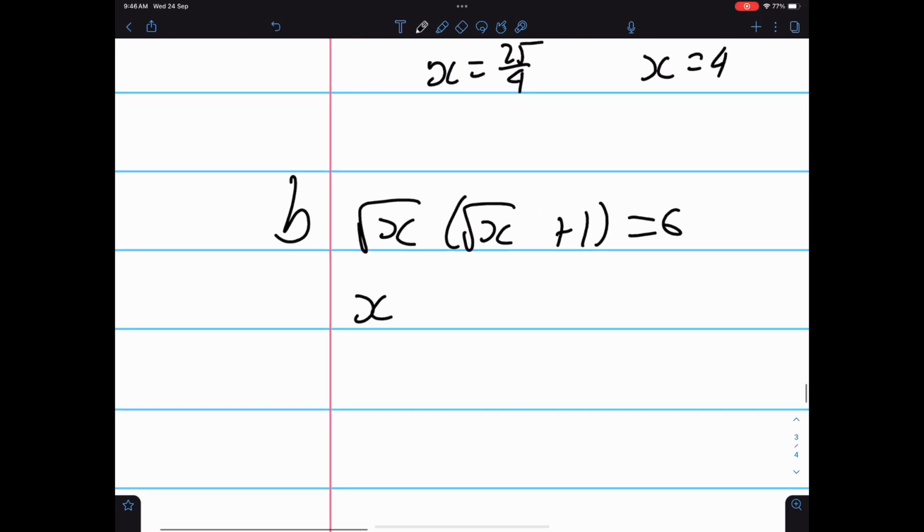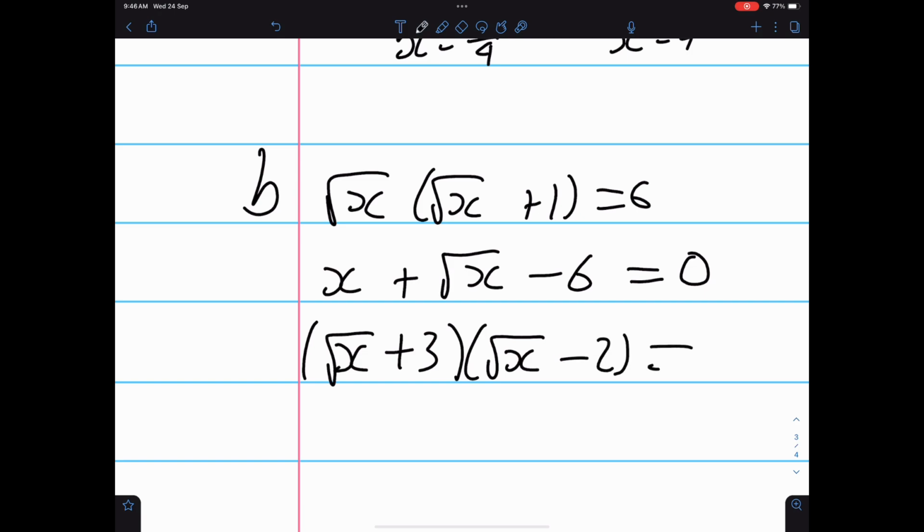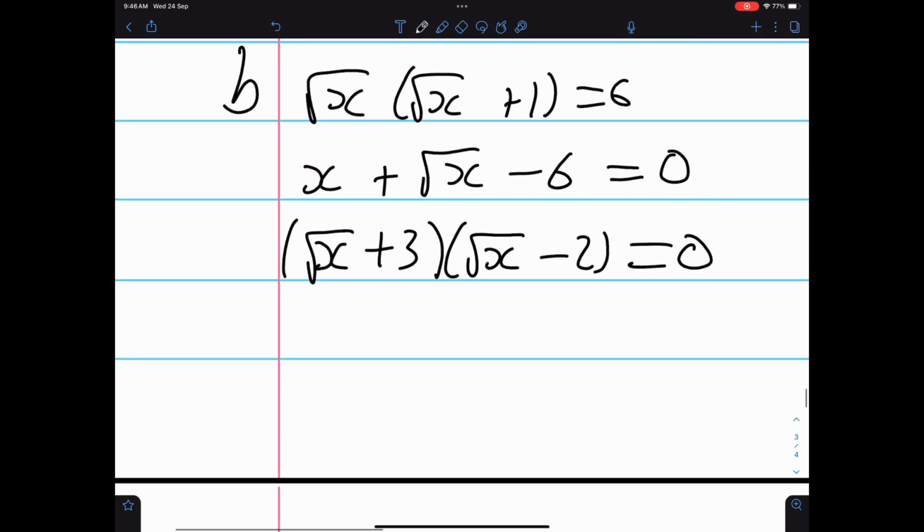We should expand this first and then remove that 6 from the other side. And let's just try to factor this. So we can still do factoring as usual.